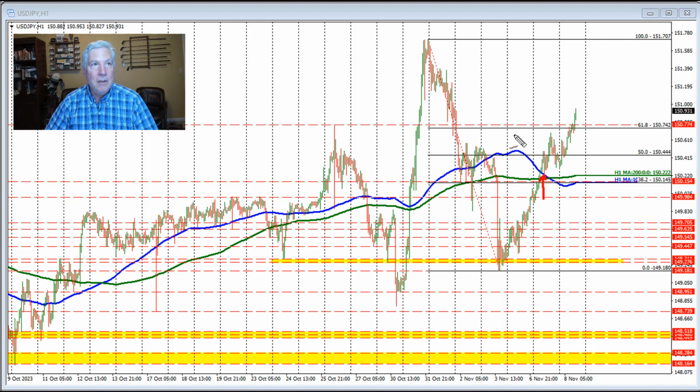Now we did move higher, but we fell short of this high through here. We also fell short of the 61.8% retracement. That's this level right through here. And the market rotated to the downside. But as you can see in the Asian session, we started to rebuild. In the last few hours, we've seen the price move above the 61.8, above the old high right here. And that is now going to be close risk.